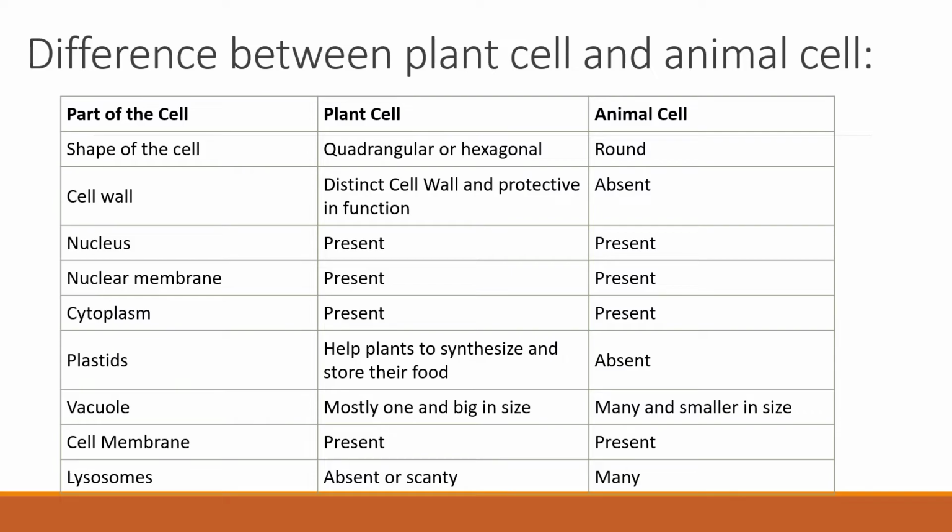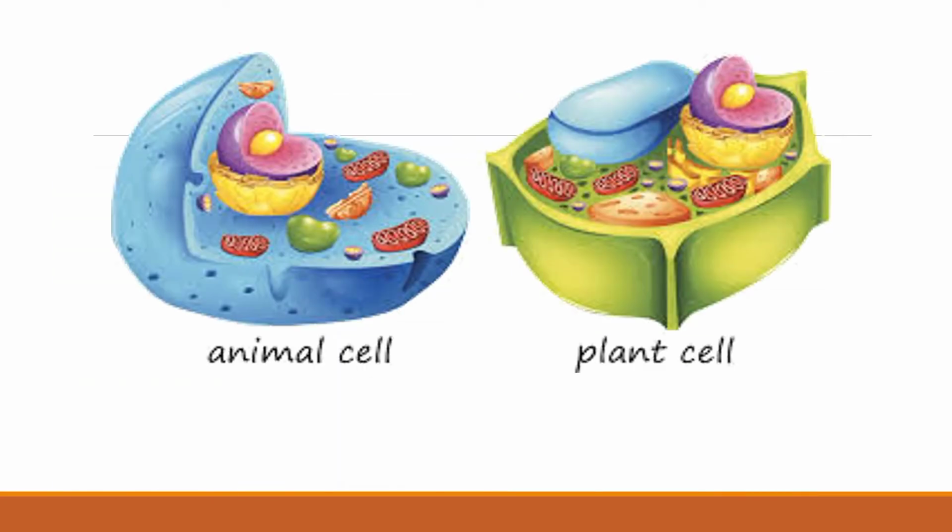Next we have vacuoles. So what is that? Most plants have one very big vacuole, but in animal cells, some animals may have vacuoles of a very small size, whereas some animals don't have vacuoles at all. So this is a quick short summary.